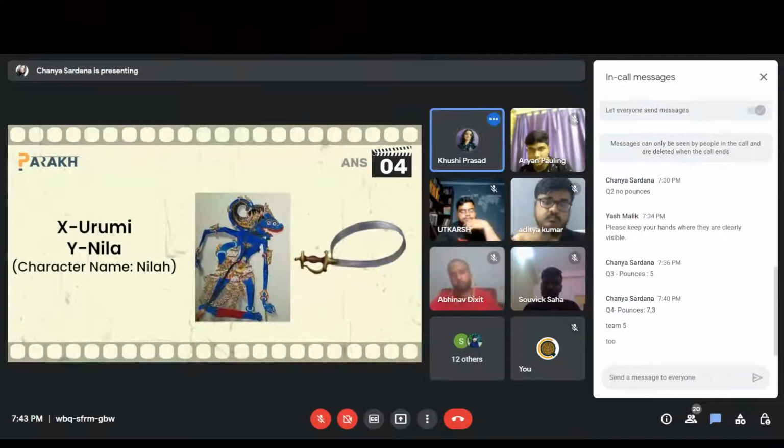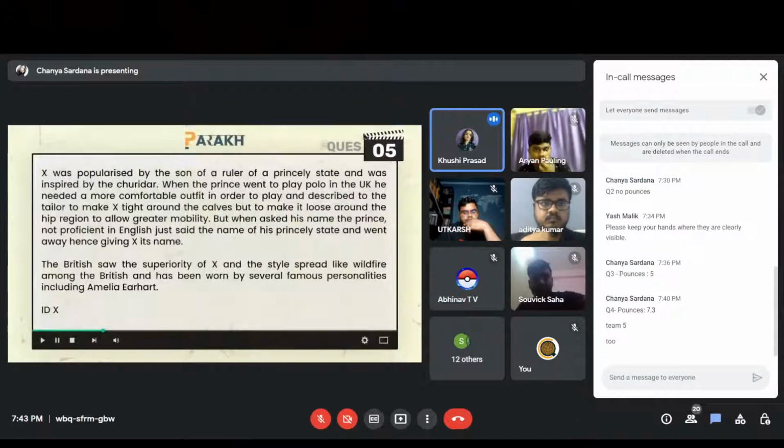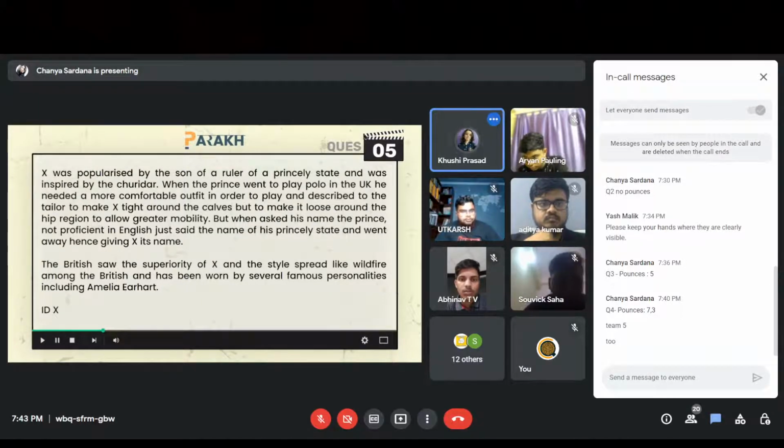Next question. This will be direct for team 1. It was popularized by the son of a ruler of a princely state and was inspired by the churidar. When the prince went to play polo in the UK, he needed a more comfortable outfit in order to play and described it to the tailor to make X tight around the calves, but loose around the hip region to allow greater mobility.